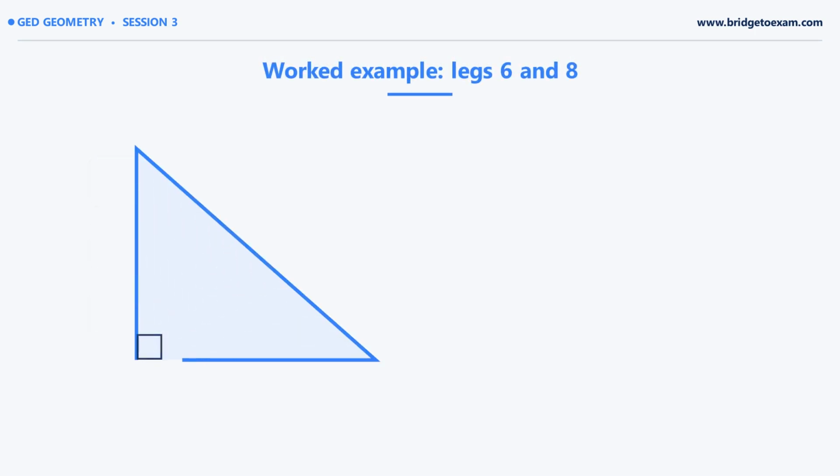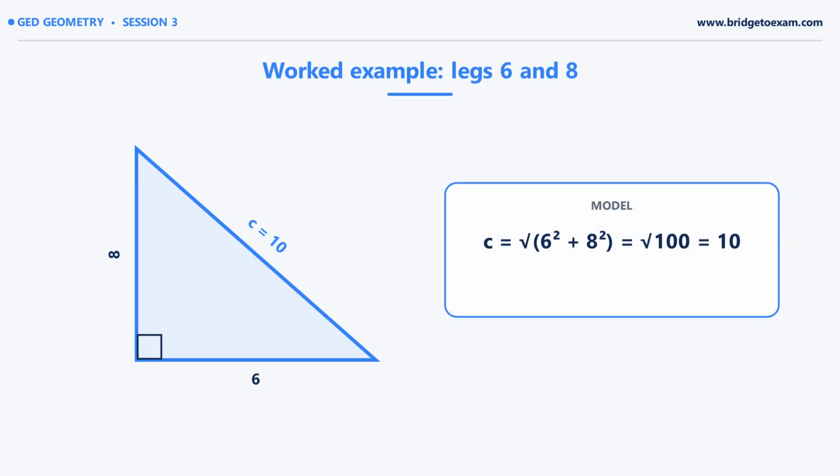Let the legs be 6 and 8. Write c equals the square root of 6 squared plus 8 squared. That becomes the square root of 36 plus 64. Then the square root of 100. The hypotenuse is 10. Always take the root at the end. 100 is c squared, not the side length.